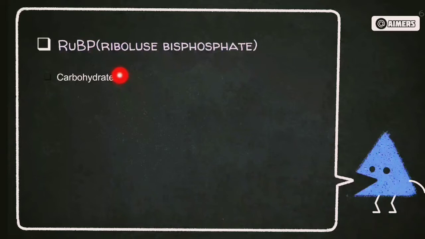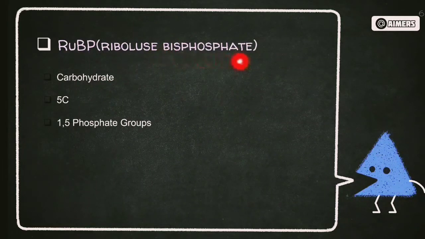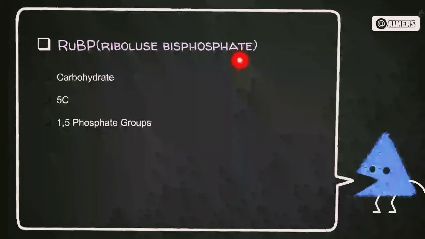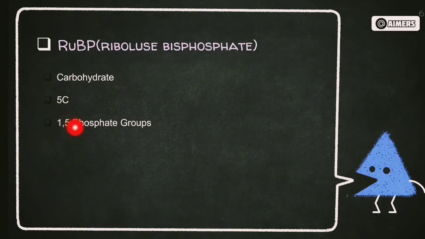The difference is that ribose is an aldo sugar and ribulose is a keto sugar. So this ribulose is carbohydrate in nature. Second point is that this ribulose bisphosphate contains 5 carbon atoms. The third point is that ribulose bisphosphate, now here the word is bisphosphate. It means the phosphate groups are attached to two different carbons. On which carbons are the phosphate groups attached? On carbon number 1 and on carbon number 5 of ribulose bisphosphate, two phosphate groups are attached.